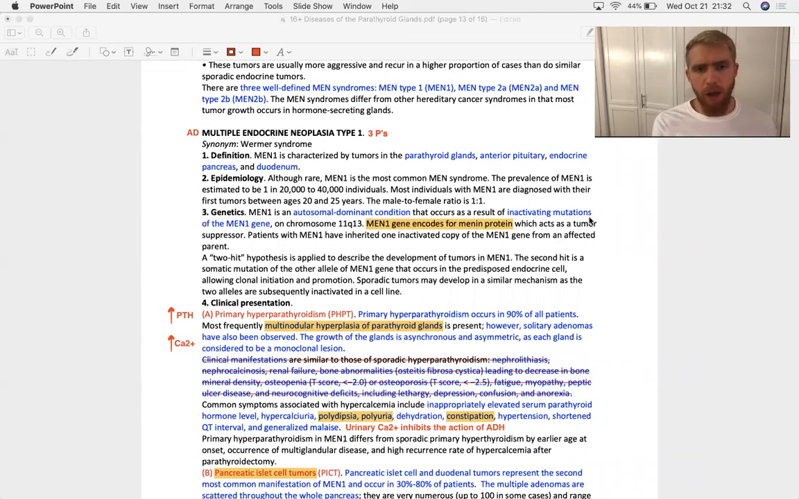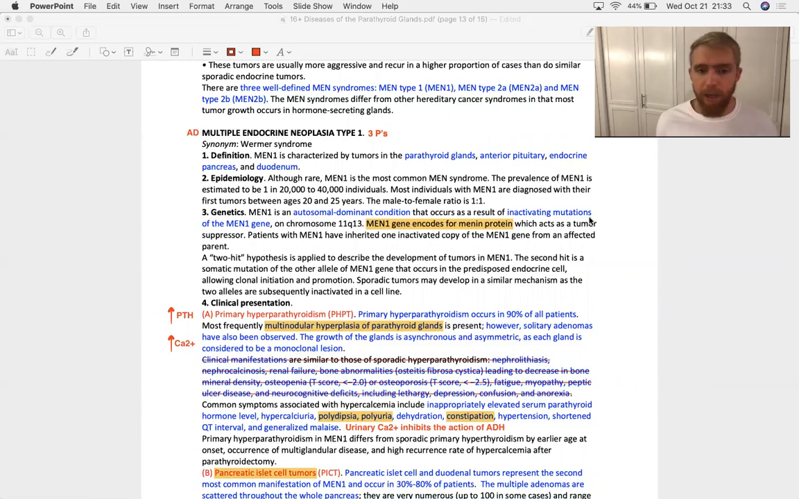And all of these are autosomal dominant syndromes. Endocrine. Okay, so the endocrine system, neoplasia, cancer. So you just get cancers in multiple endocrine organs. That's all that these things are. So type 1, you've got 3Ps: parathyroid cancers, pituitary cancers, pancreatic cancers.